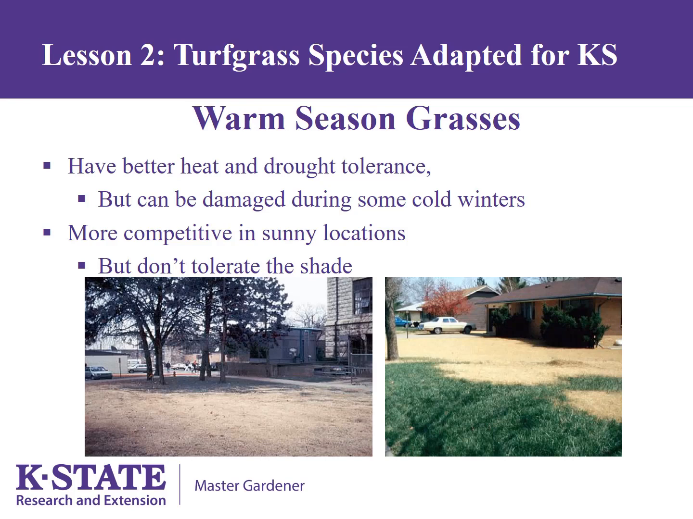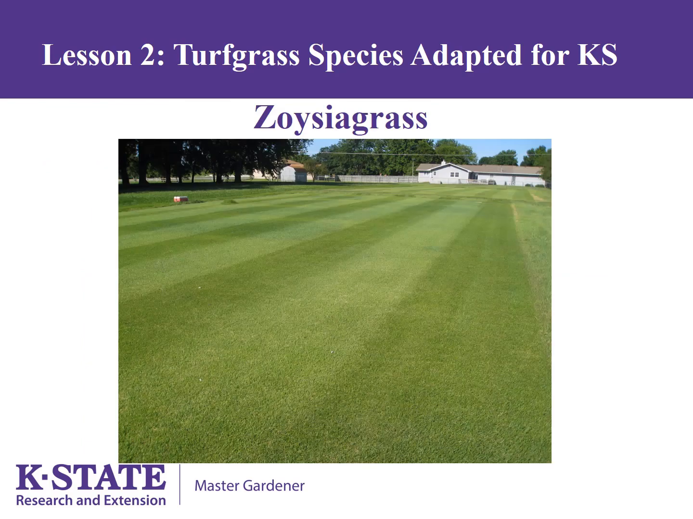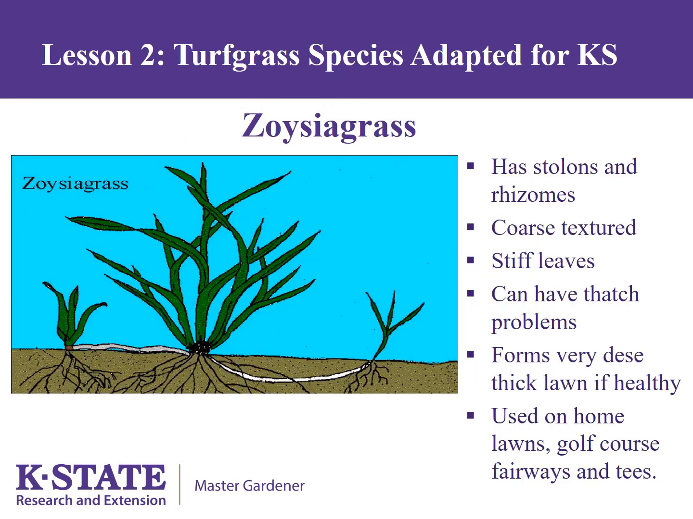If we're grouping the warm season grasses comparatively to the cool season grasses, the warm season grasses have very poor shade tolerance compared to cool season. But within warm season grasses, Zoysiagrass tends to have the better shade tolerance, which is the first one we're going to talk about here. Zoysiagrass makes a very nice, fine, dense turf. It has a very golden or lighter green color compared to some of the other turfgrass species. It has both stolons and rhizomes, so it can rejuvenate itself.